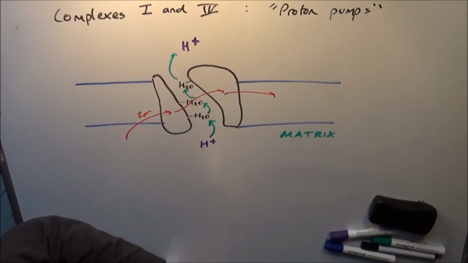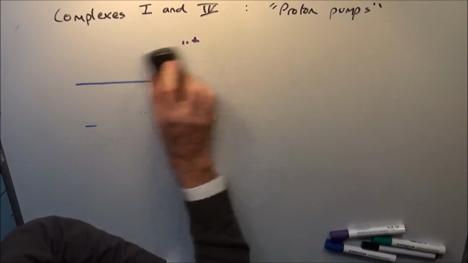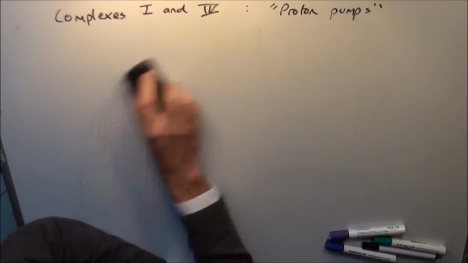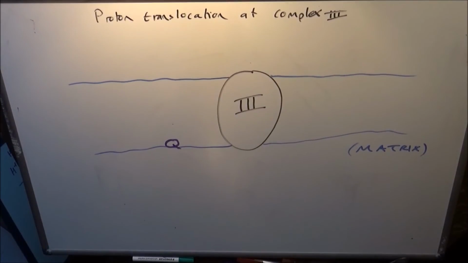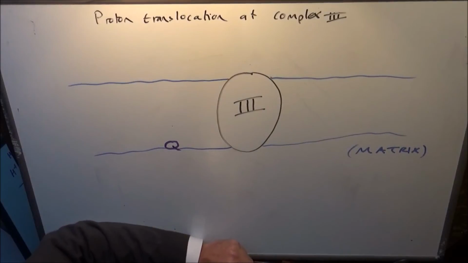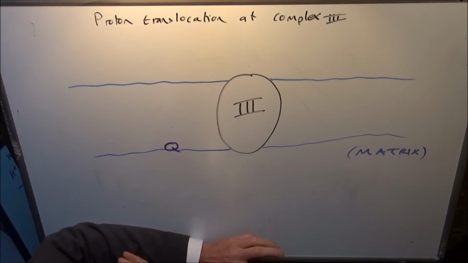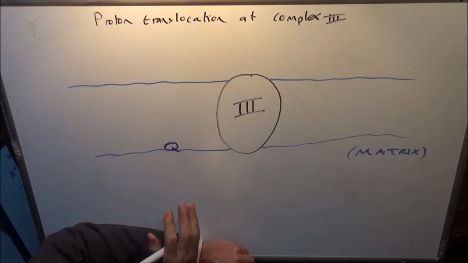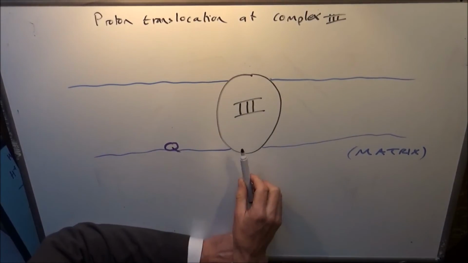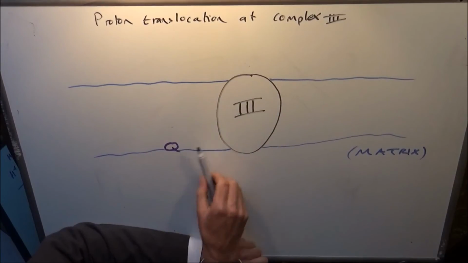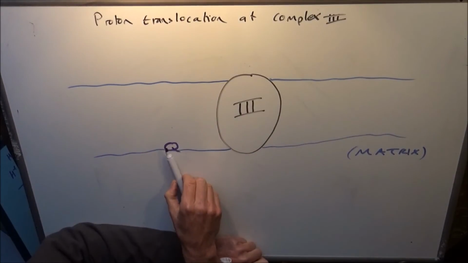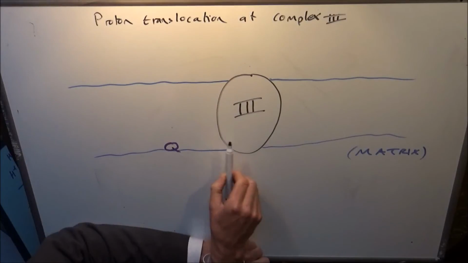Now at complex 3, a slightly different mechanism operates. Okay, I'm now going to explain to you how proton translocation occurs at complex 3. I think translocation is a better description than proton pumping. You'll probably see why for yourself when I explain it. First of all, it doesn't really occur through complex 3, rather it's the interface between the mobile carrier, coenzyme Q, and complex 3.